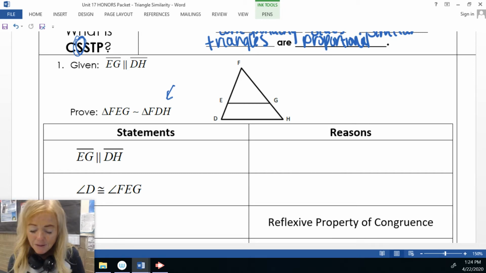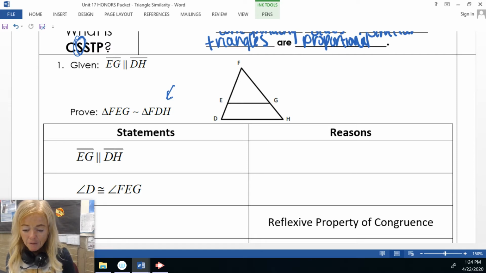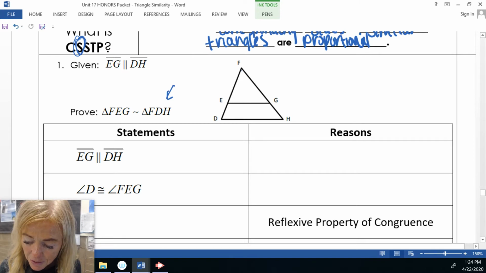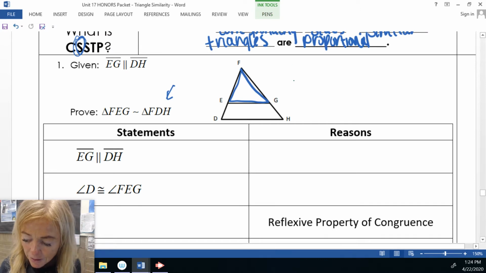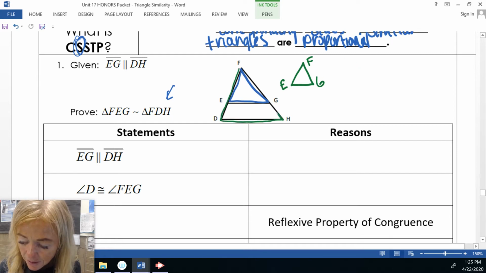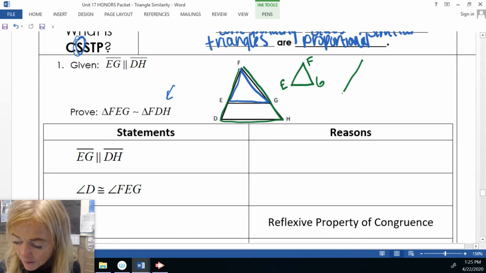So here we have two triangles that are overlapping. As you know, I like to outline these. I wish I had a better way, but I don't. So that's one triangle. You can write it out here if you'd like, if it helps, EFG. And then we have a larger triangle here, and that's DFH.